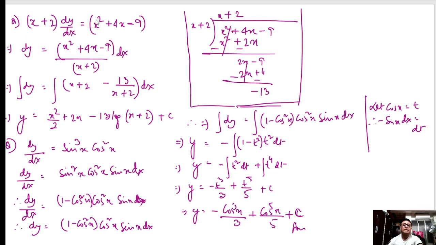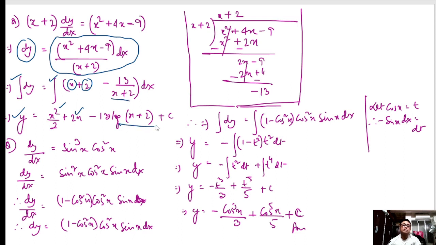Next, let us see. If this is the differential equation, again the first thing will be to separate the y part and the x part, and put an integration sign before both. Now integration of dy is y, integration of x is x square by 2, and the remaining term integrates to log of x plus 2, plus c. So this is the solution of this equation.